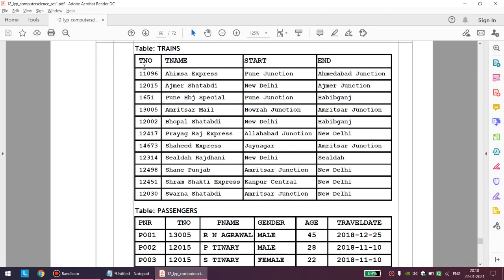So if I tell you, students, please tell me the cardinality of this, you will say, how many rows are there? 1, 2, 3, 4, 5, 6, 7, 8, 9, 10, 11. 11 rows are there. So what is the cardinality? Cardinality is 11. Correct? 11 rows are there, so the cardinality is 11.